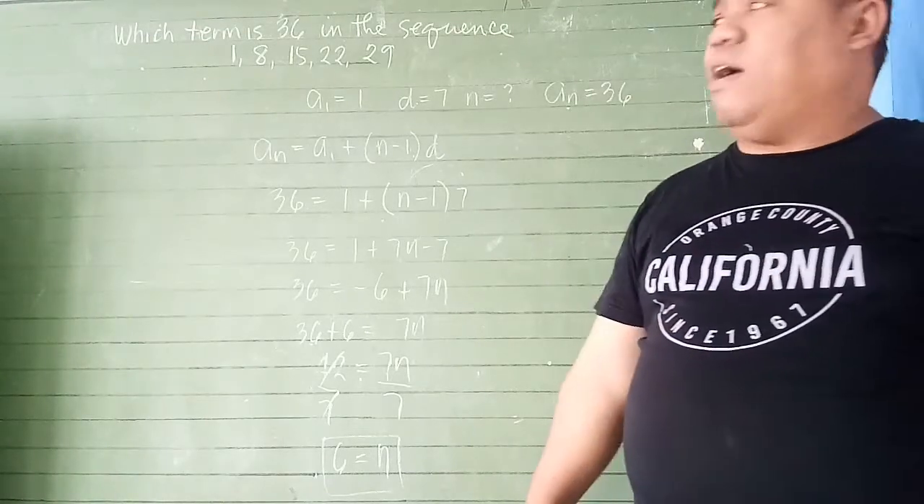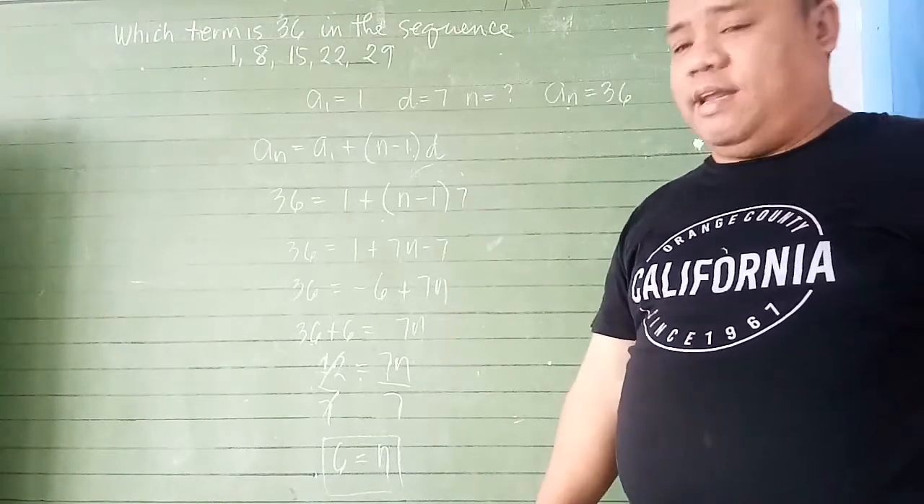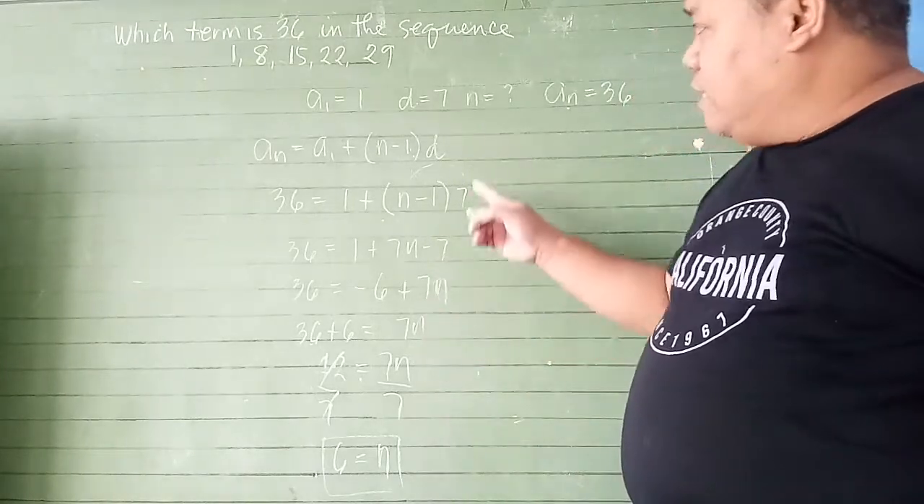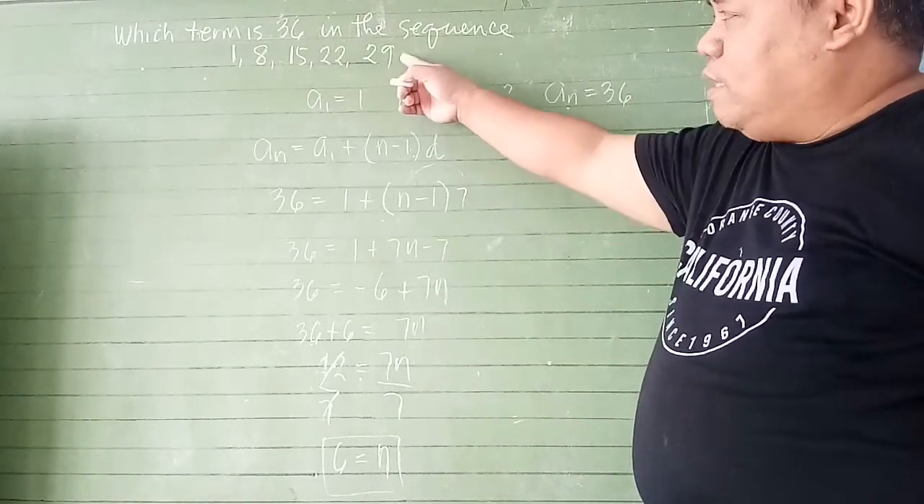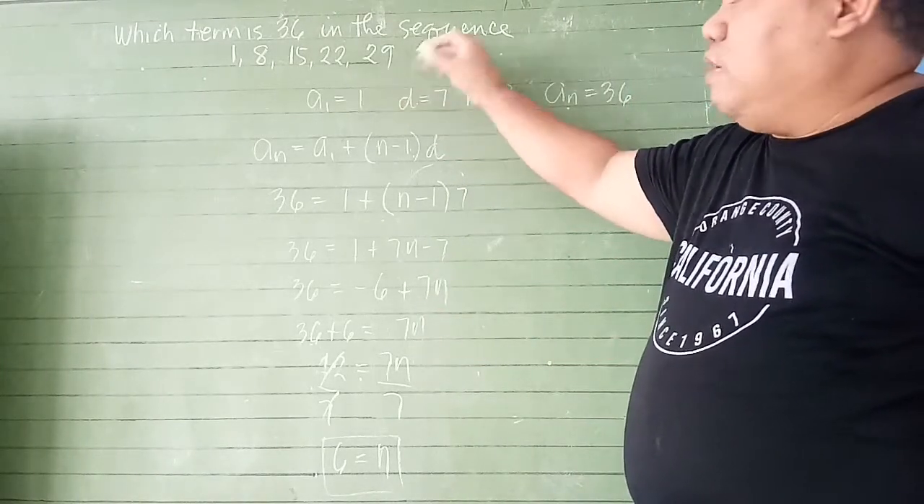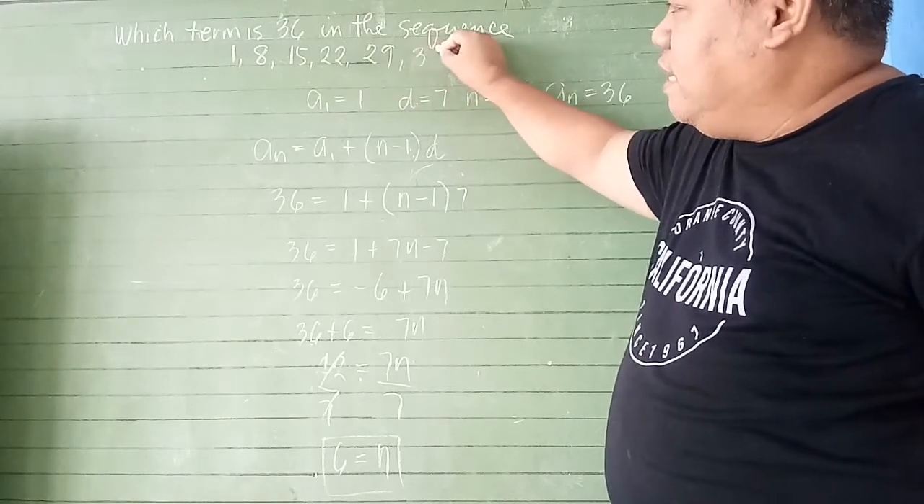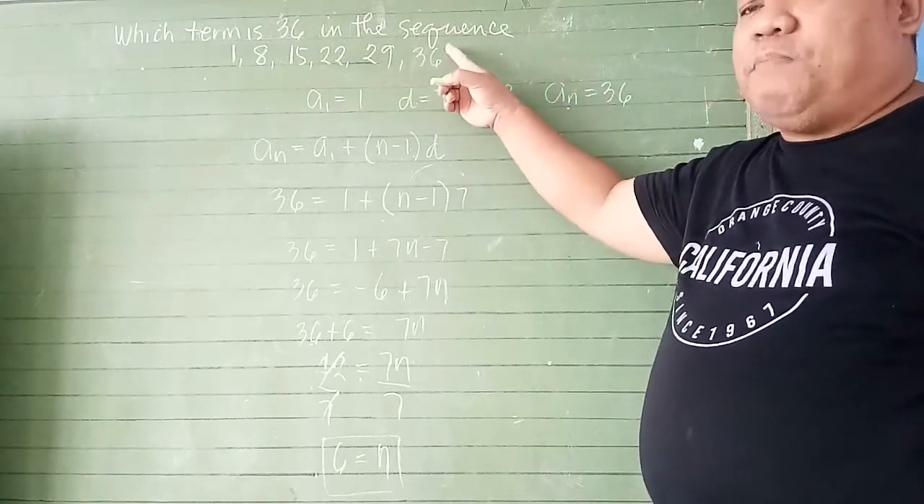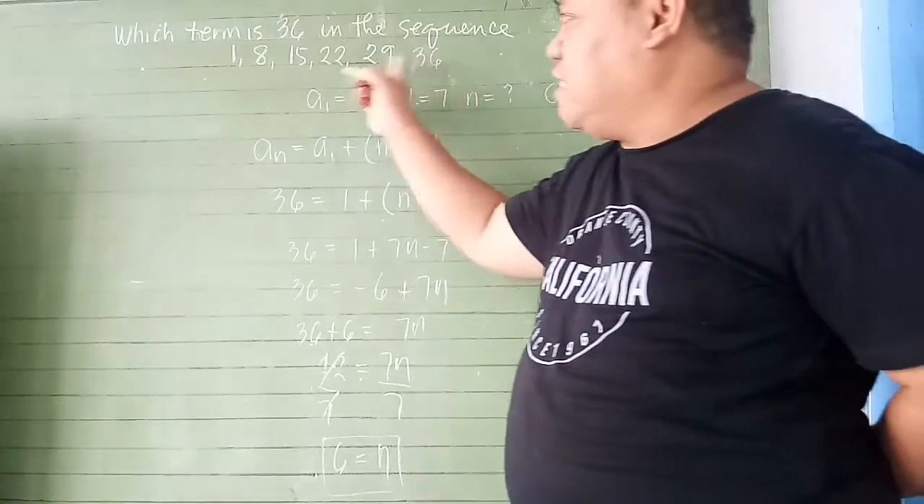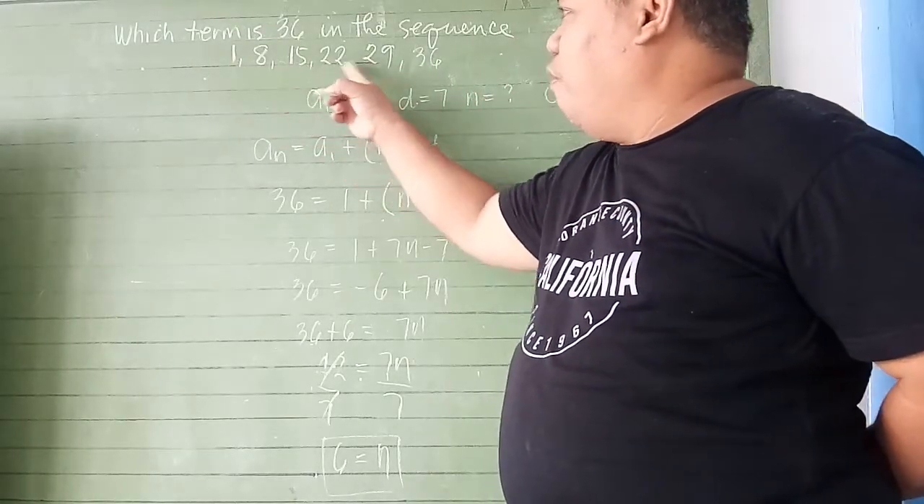This given sequence is 1, 8, 15, 22, 29. So let's check. The common difference is 7. If we're going to add 7 to 29, this is automatically 36. So the 36 daw is pang 6 term. Let's count. It's pang 6 siya. So 1, 2, 3, 4, 5, 6.